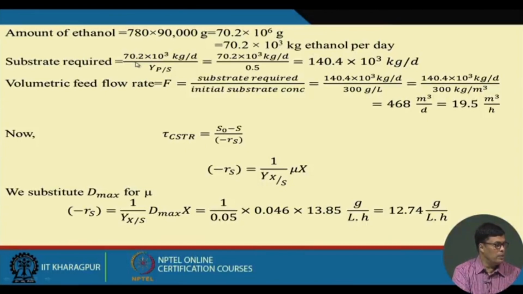Then we can easily find out how much substrate is required. This is 140, because the YP by S ratio, that is gram ethanol per gram of sugar, is this. So you can easily calculate how much sugar is required per day. Then the volumetric flow rate we can find out, because it is the substrate required divided by the initial substrate concentration. We can find out what the flow rate is.